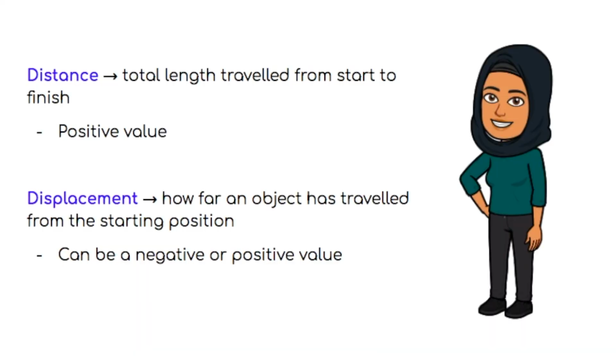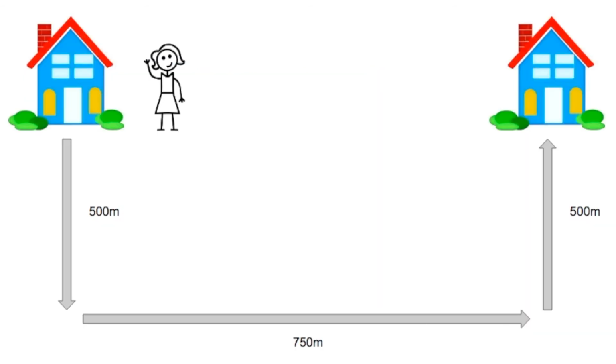Another concept to learn that will help you succeed in your task is the difference between distance and displacement. Distance is the total length traveled by an object, while displacement refers to how far an object has traveled from the starting position. Let's go over a quick example to help make this difference more clear. Let's say that Jane here wants to go from her house to her friend's house, and this is the path she takes. To find the distance, we would need to determine the total length she has traveled.